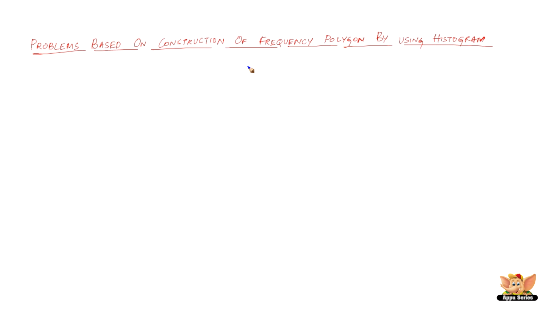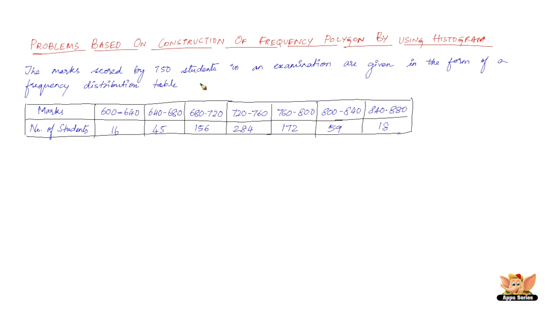In this video, let us solve problems based on construction of a frequency polygon by using a histogram. Now we have a question here. The marks scored by 750 students in an examination are given in the form of a frequency distribution table. Here it is, marks 600 to 640, 640 to 680 and so on. Number of students 16, 45 and so on.